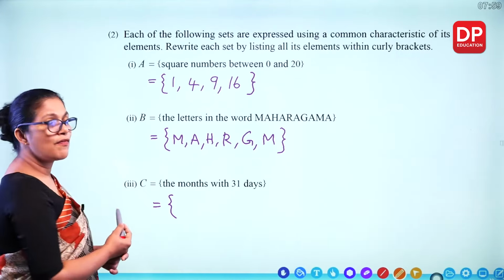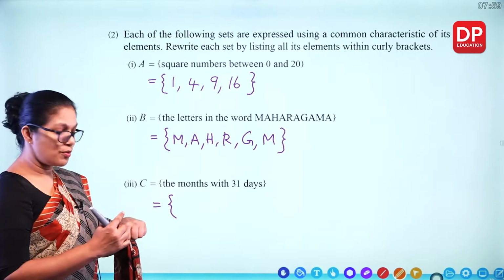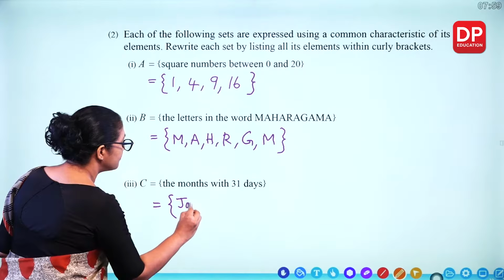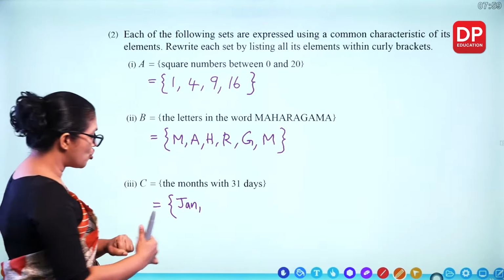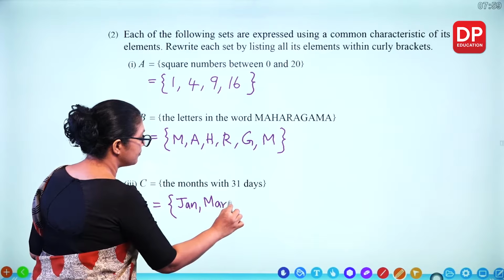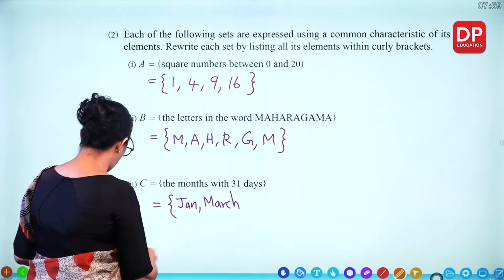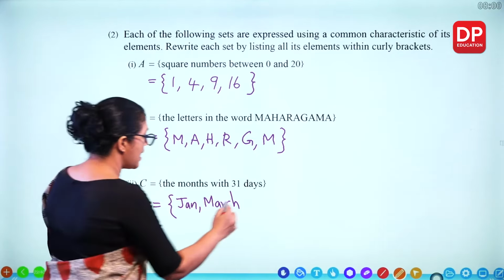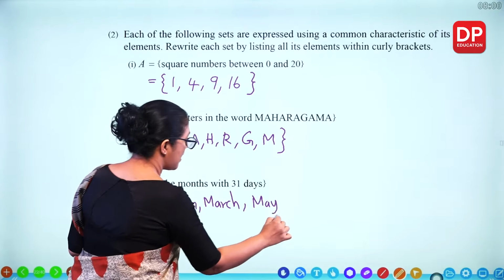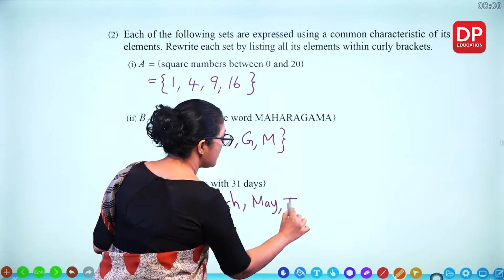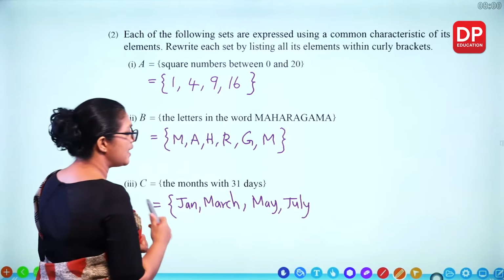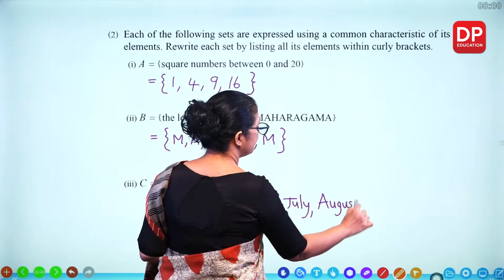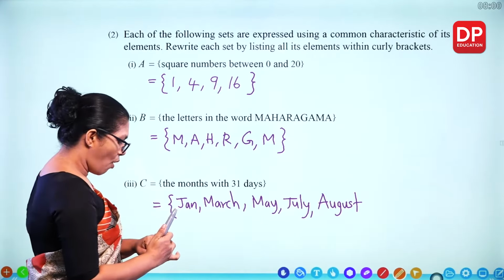Then the months with 31 days. What are the months? When you do the hand like this, you can get January, February, then March, April, no, May, June, July. Then August again, 31 days. September, no, October.